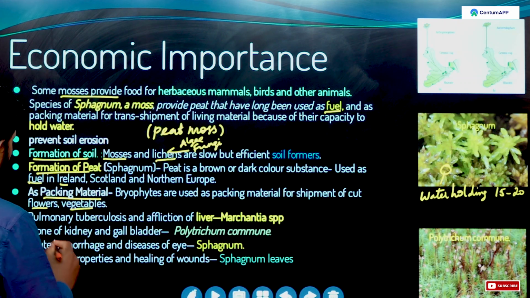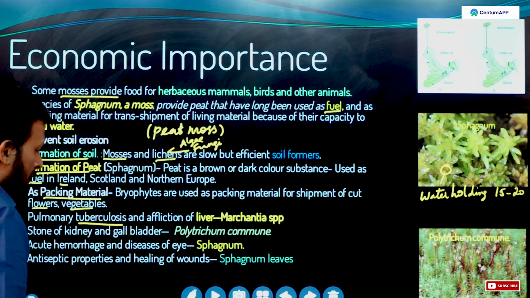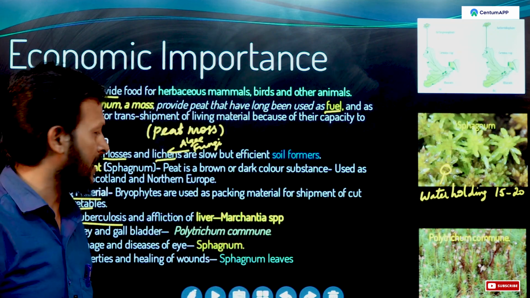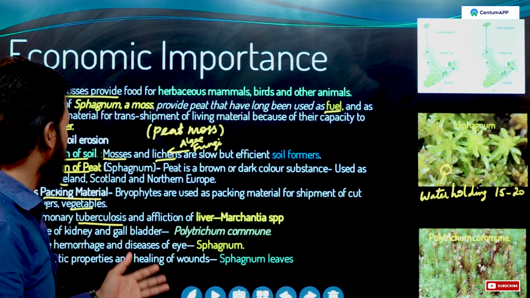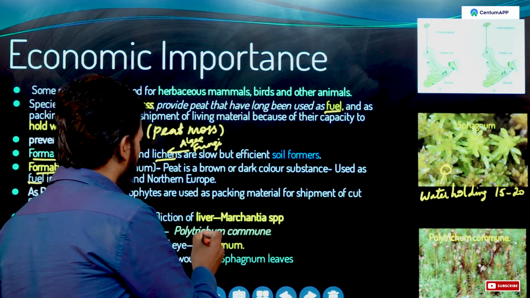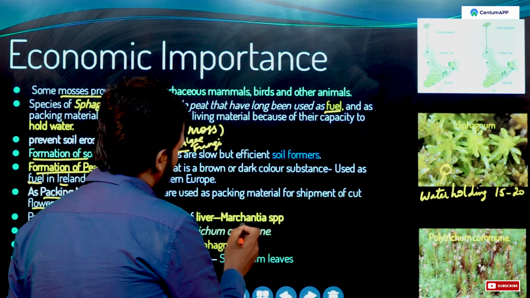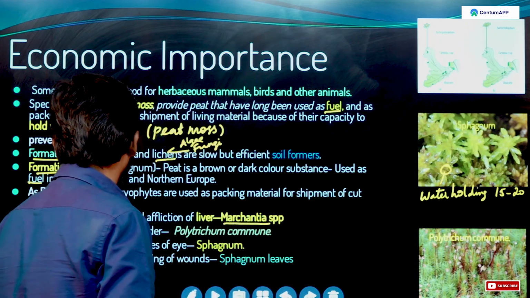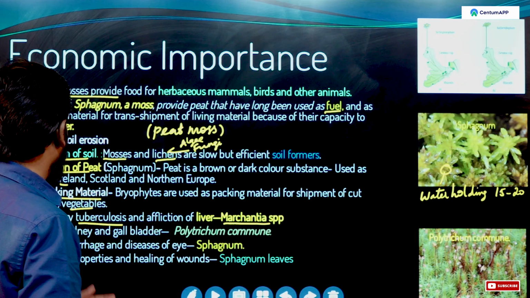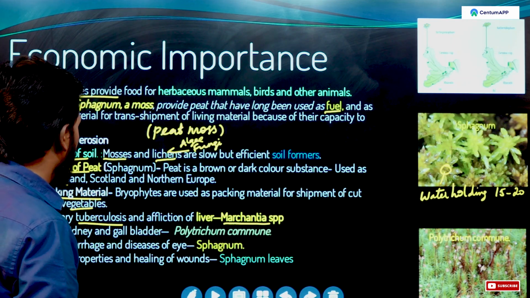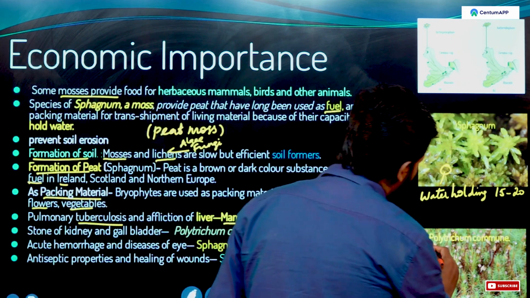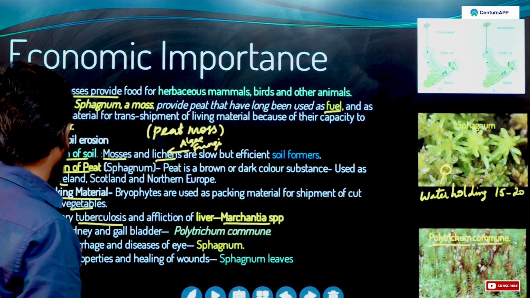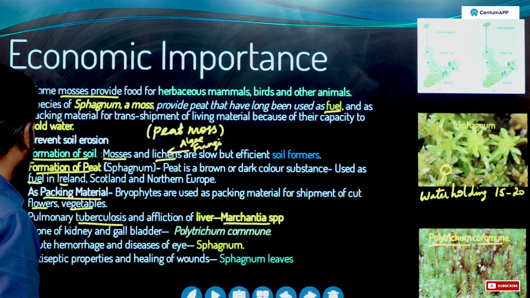Next one, in pulmonary tuberculosis, we know that TB, Mycobacterium tuberculosis, affects the lung regions. That is, the lungs can be affected. The recovery plant is Marchantia, that is a liverwort. And for stones of the kidney or gall bladder, Polytrichum commune. This is Polytrichum commune. We can use it as a remedy for kidney stones.